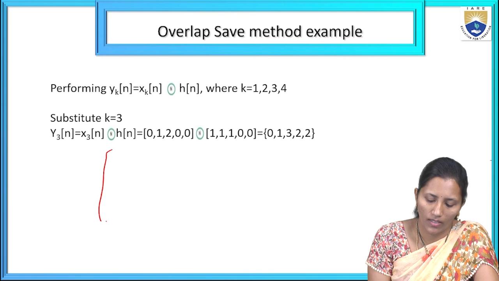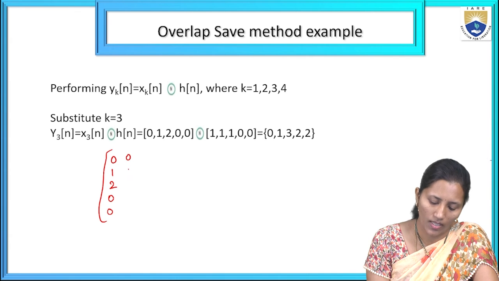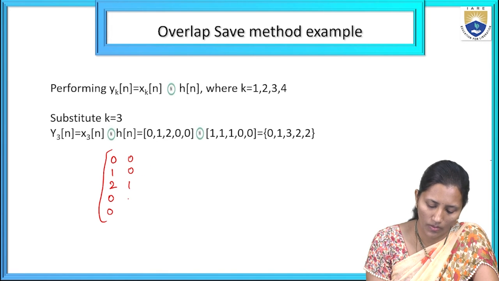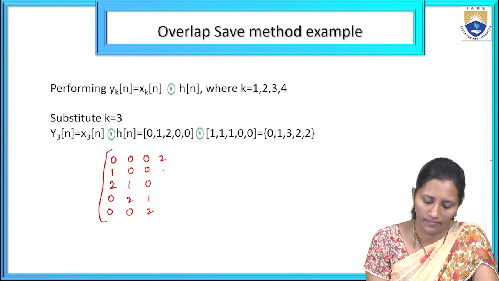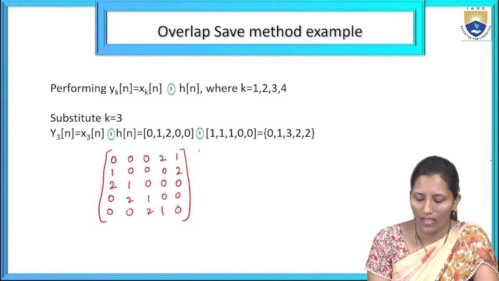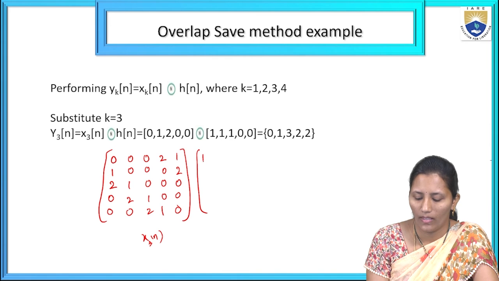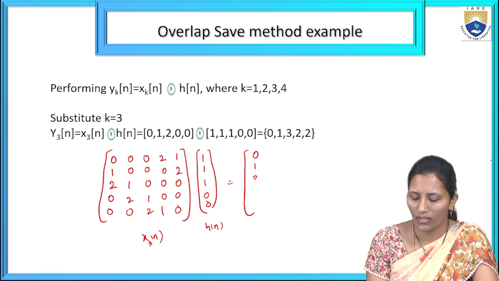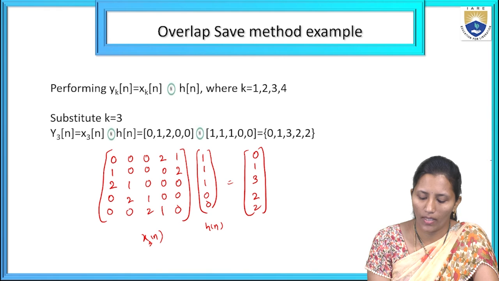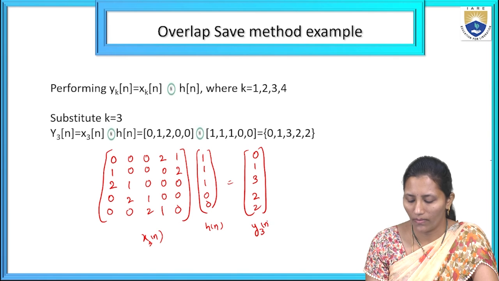For x3 of n, we have x3 of n is 0, 1, 2, 0, 0. First, we write it as a column and rotate the last sample to the first, and these samples will come down: 0, 0, 0, 0, 1, 2, 0, 0, 0, 0, 1, 2. This is x3 of n. The impulse response matrix, write as a column, and we will get y3 of n as 0, 1, 3, 2, 2. By matrix multiplication, first row with the column and second row with the column, like that we perform. This is y3 of n.